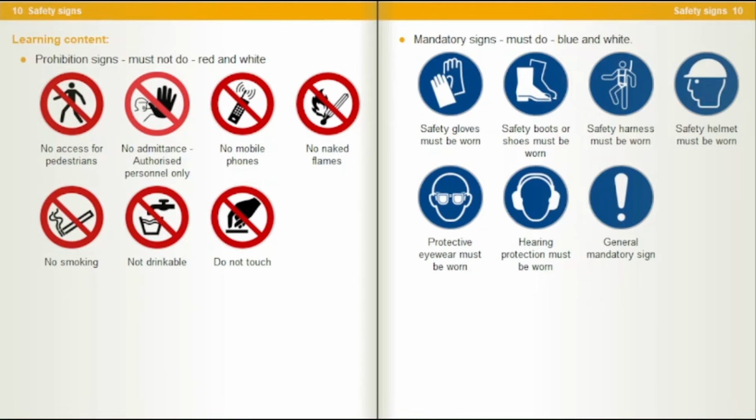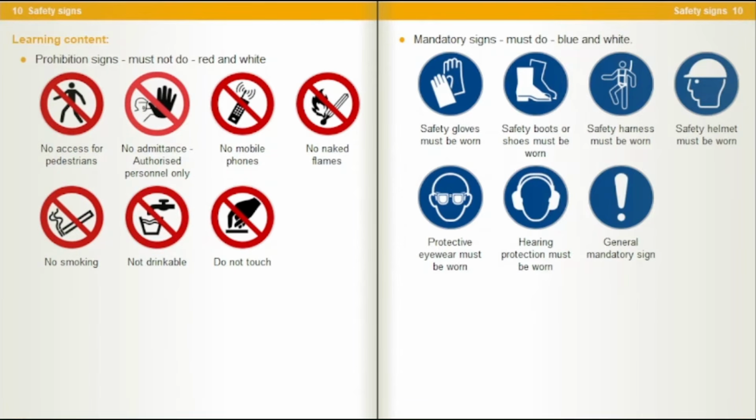Prohibition signs are red and white. No access for pedestrians. No admittance, authorised personnel only. No mobile phones. No naked flames. No smoking. Not drinkable. Do not touch.